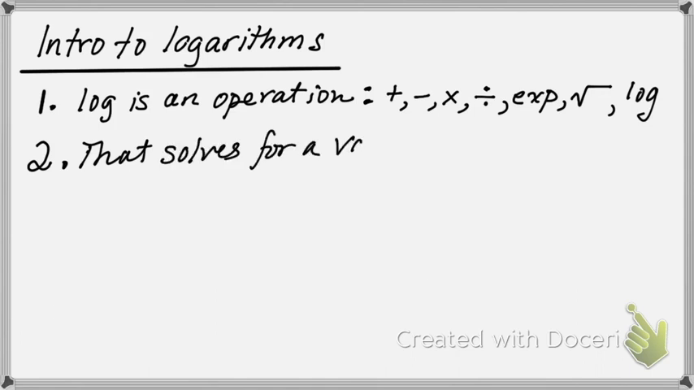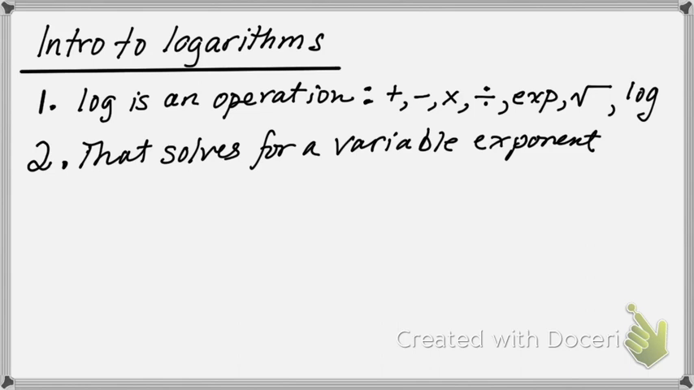Log is an operation that solves for a variable exponent. I wouldn't say that's the only thing that log operations do. That's not the only thing that they're for. But that's something that it does that I think you can take with you and that can help you make sense of what this logarithm is and why we have it. Log is an operation, number one. Two, that solves for a variable exponent.